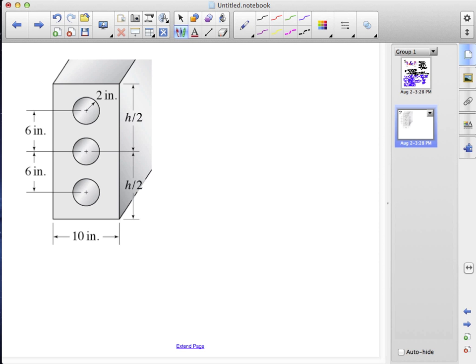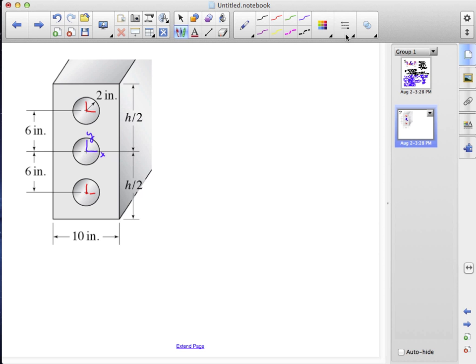Now in this case, most of these dimensions are fixed except for the overall height of the beam. So in this case, it's a little bit easier because we can see where the center of the shape is to start with, and that's going to be right here. Of course, we also have local coordinate axes for each one of these circular cutouts. We can write expressions for Ix and Iy by writing down the expression for the rectangular section and then subtracting an appropriate expression representing the circular cutouts.